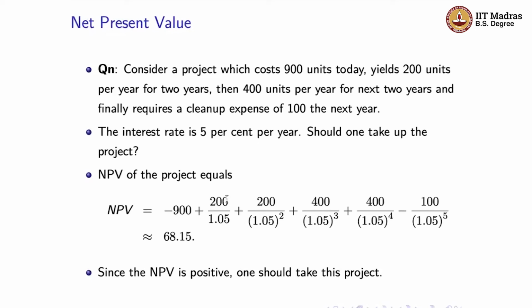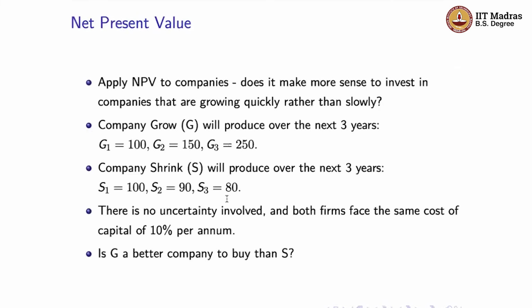And finally in year 5 you have to incur again a cost of 100 to wrap up this project. So then that is a minus 100 divided by 1.05 to the power 5, right? Now you can calculate this again using Excel or using your calculator. And then this will basically become 68.15, right? So since the NPV is positive, then you get the answer that one should indeed end up taking this project. Okay. Let's look at another application of NPV, and this will be a very surprising answer, I think, right?